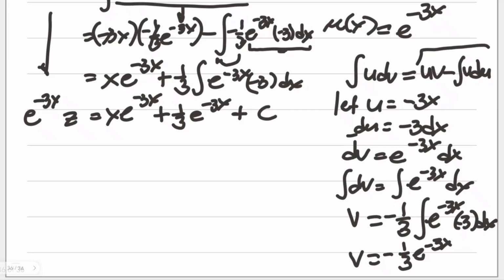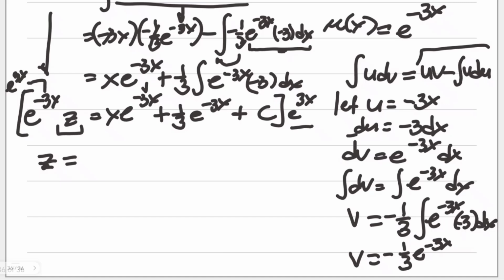And since we're solving for z, let's multiply both sides by e to the power of 3x. e to the power of 3x times this is e to the power of 0, so we have z remaining. This multiplied to that, e to the power of 0, so we are left with x, because e to the power of 0 is just 1. This multiplied to that is also 1, so you have plus 1/3 times 1. And you have here plus c e to the power of 3x. So we're almost done, as we are now done solving our z.